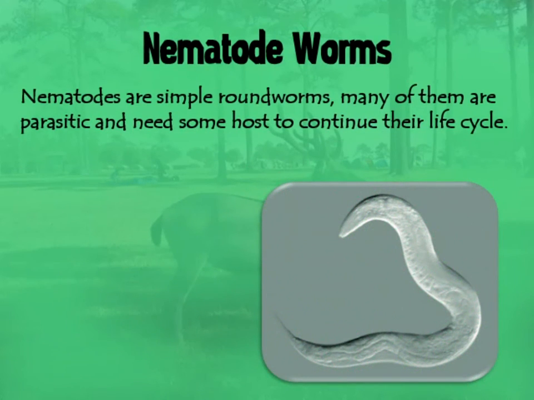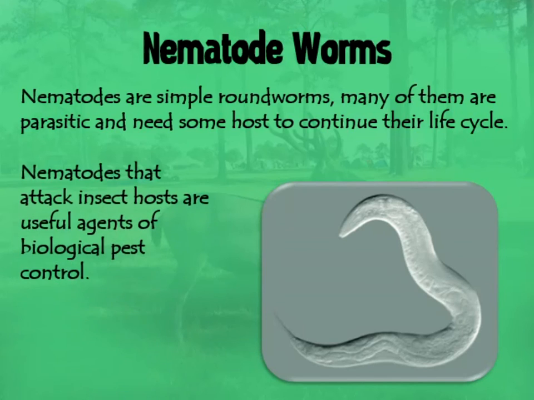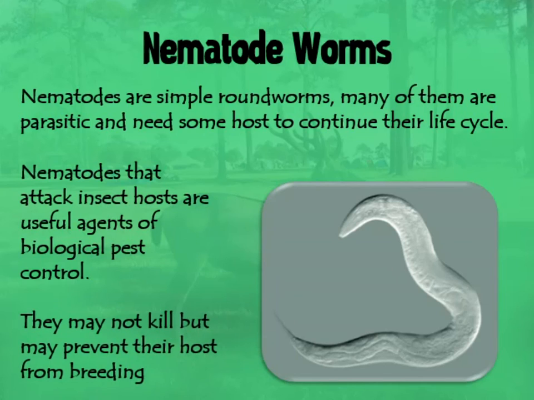So we'd mentioned nematode worms. They are simple roundworms, and many of them, as we said, are parasitic and they need some kind of host. So nematodes that attack insect hosts are quite useful for humans to use as biological pest control. They can maybe not kill the insect hosts, but they might prevent them from breeding in some way or make them weaker.